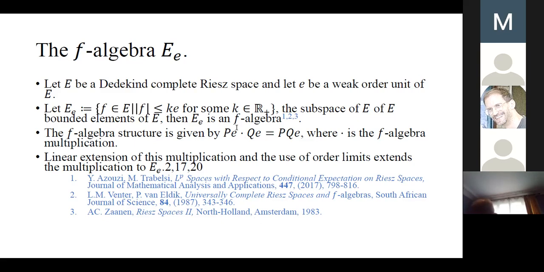And then we can take the linear extension of this multiplication and use order limits to extend it to the case of multiplication on E_e for f and g in E_e.